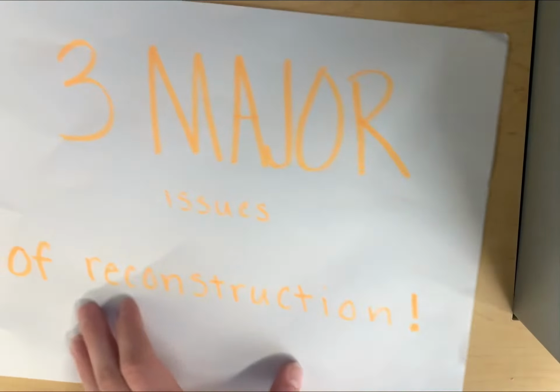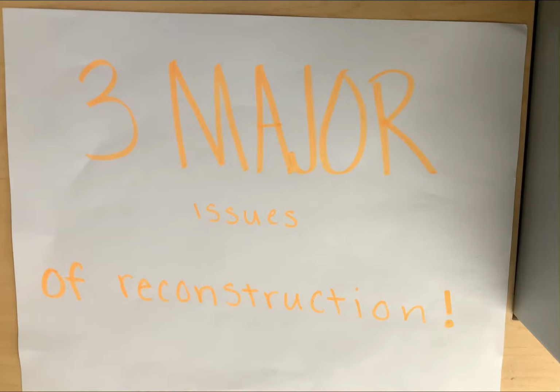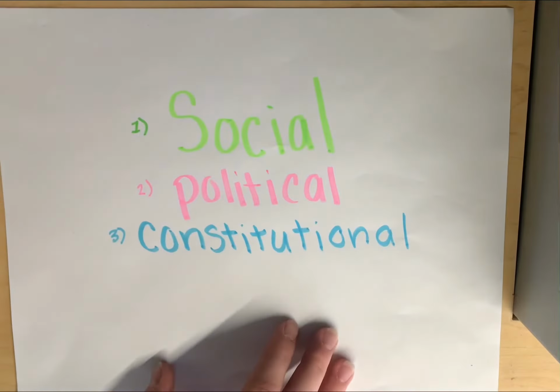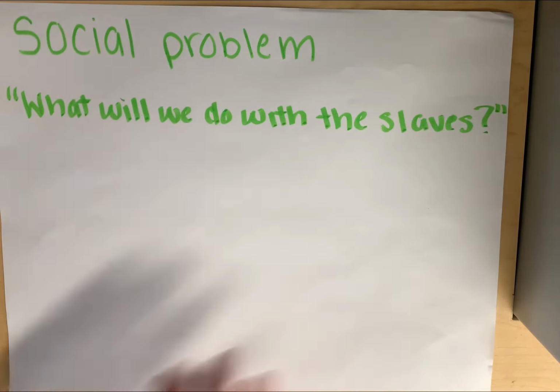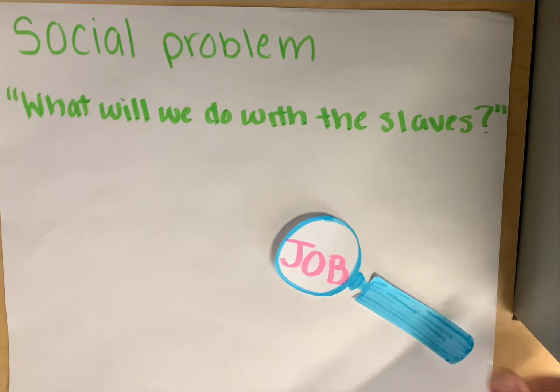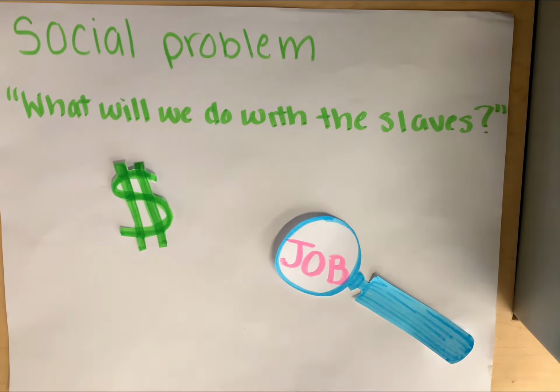During this time period, the nation faced three major problems: the social problem, the political problem, and the constitutional problem. The social problem entails what are they going to do with the newly freed slaves? How will they earn a living, and will they be provided with education?